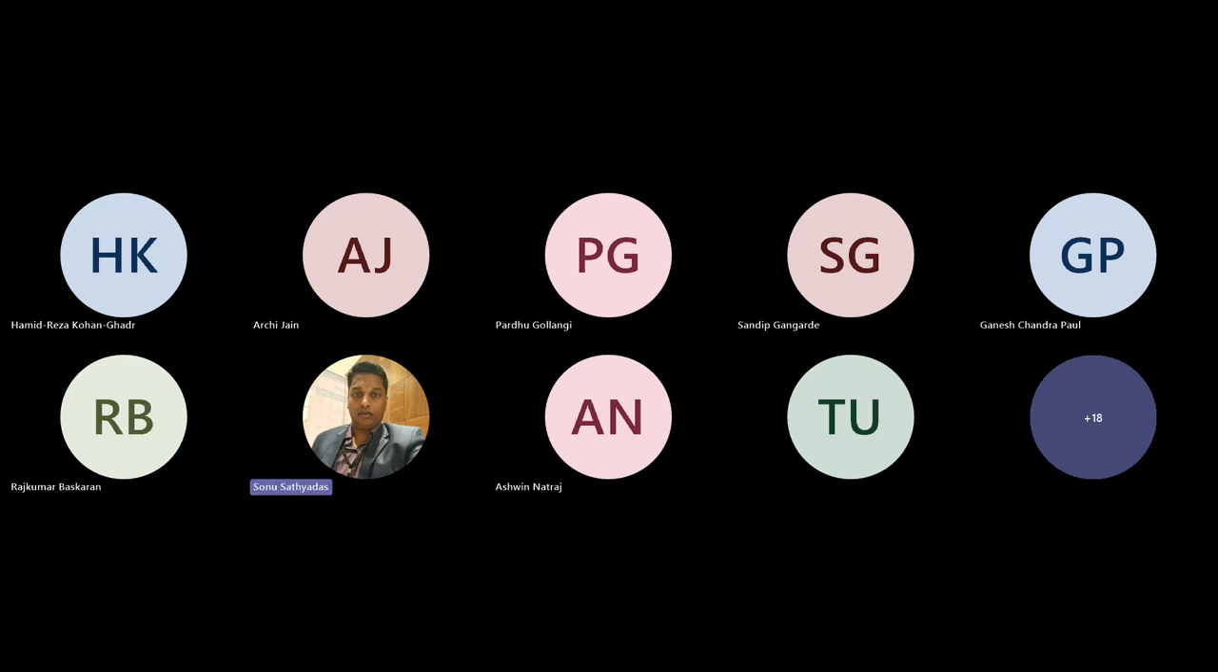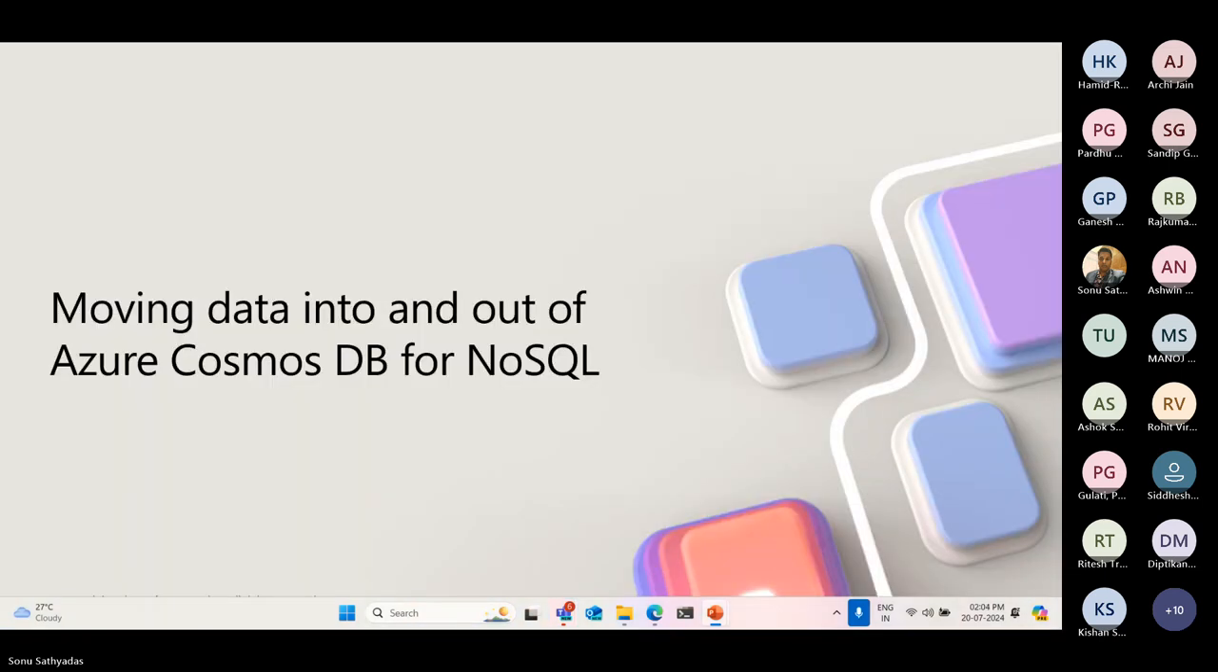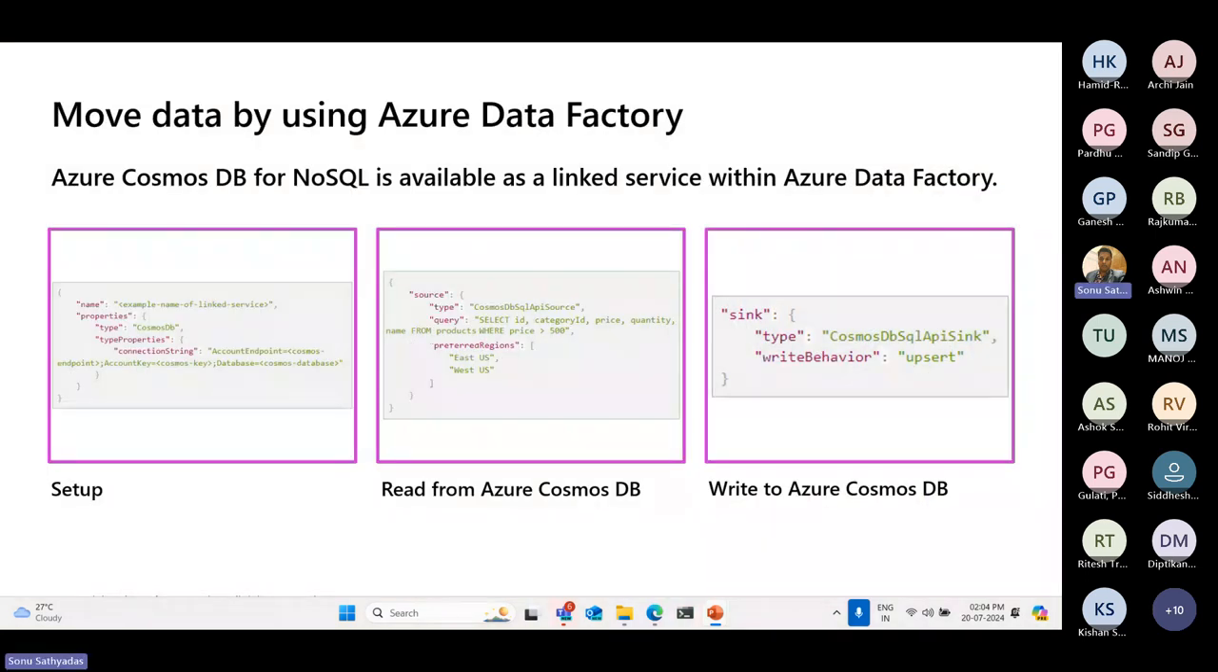Before the lunch break, we discussed the serverless as well as the provisioned model of Cosmos DB deployment. Now let's continue to the next section: moving data into and out of Azure Cosmos DB for NoSQL. In this, we are going to see how we can connect other data storage solutions and data processing solutions with Cosmos DB.